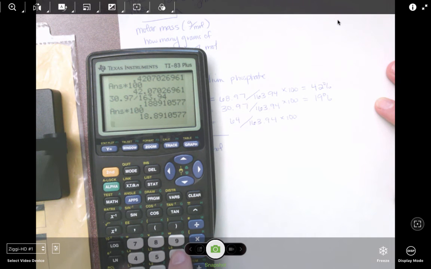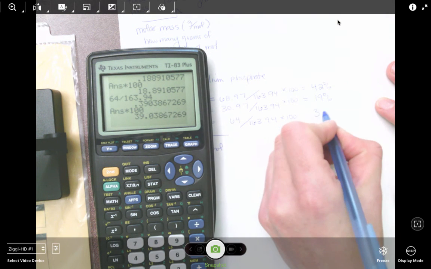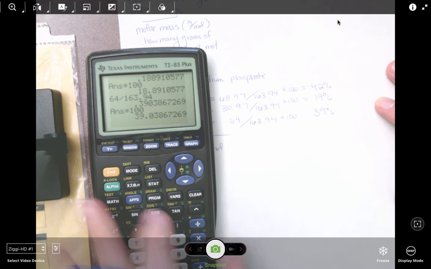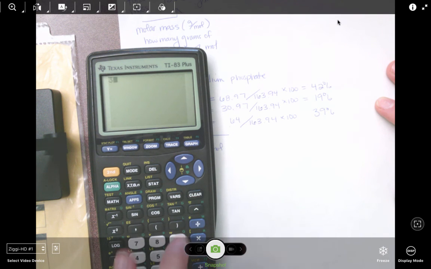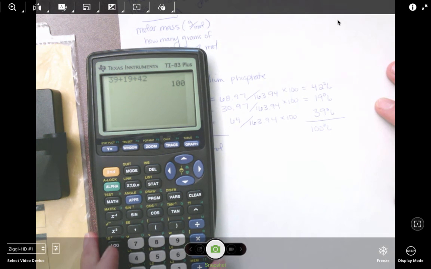And then the last one is my oxygen, 64 divided by 163.94, and then multiply by 100. It's going to be 39%. So then just a quick check, I'm going to take my numbers, make sure I rounded correctly, add them up, and they all total 100%. So I know I did it correctly, and I know that I rounded them correctly.